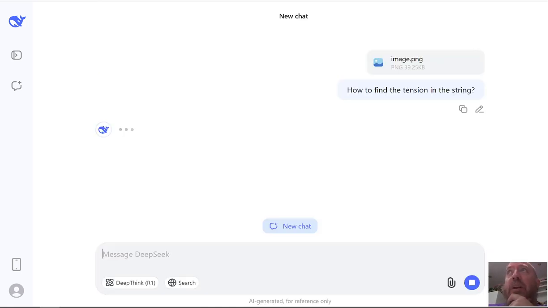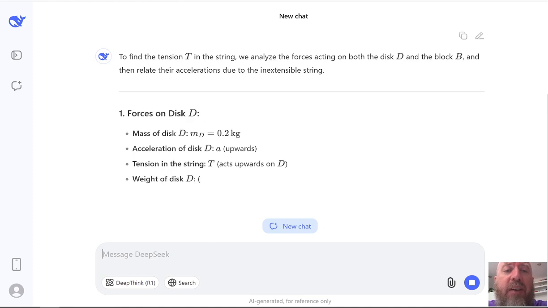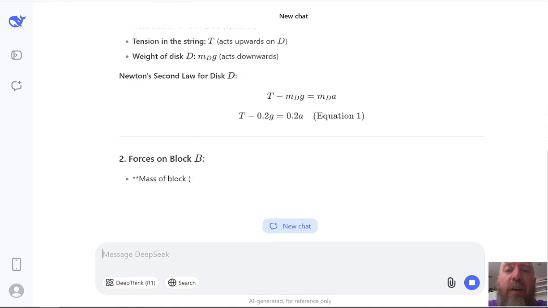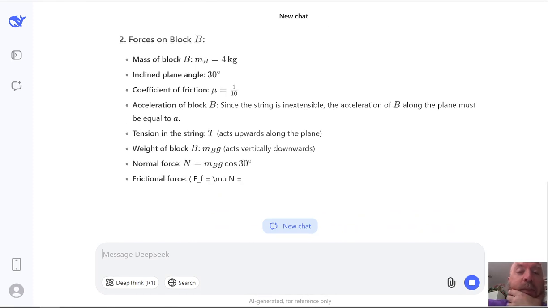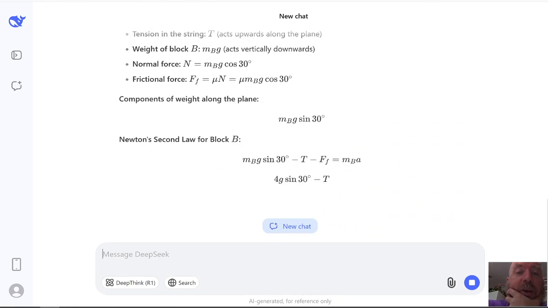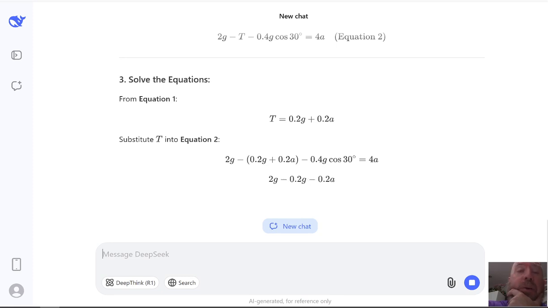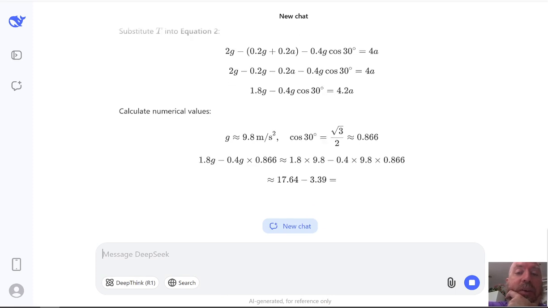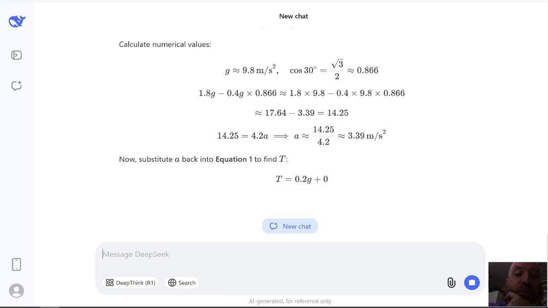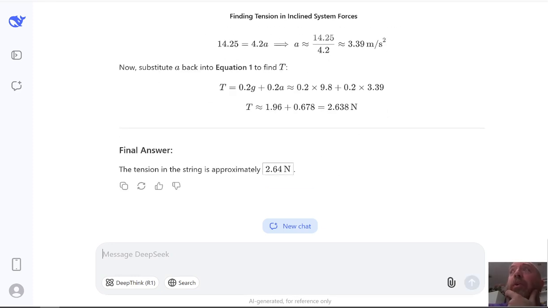It takes a little while to process. Oh, quicker this time. Okay, let's see what it says. It's going to take a little while to go through everything. You're better off not looking at the detail here because you'll go mad trying to follow it. Step 3 solves the equations. So 2.64. 2.64 was what I got previously.